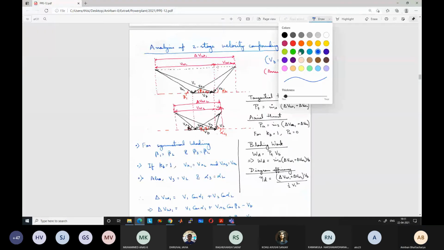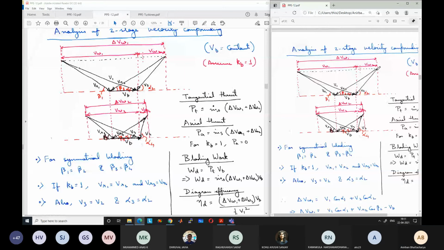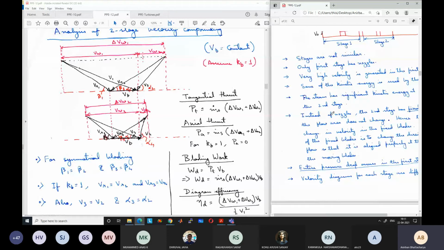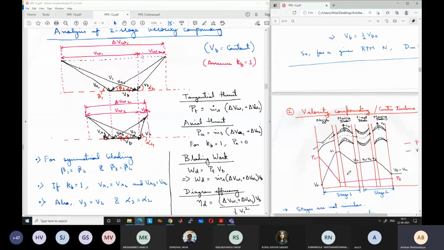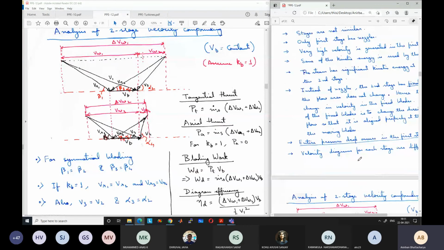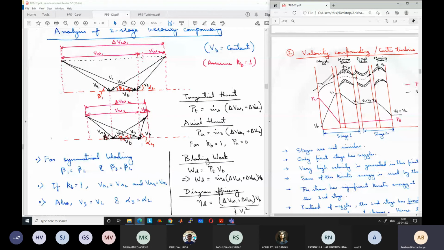V2 is equal to V3, because that is what we have seen. Exit velocity from the first stage is equal to inlet velocity to the second stage, and also the angle is kept similar. So these blades are symmetric. The outlet absolute angle from the previous stage is kept the same as this angle, which means that alpha 2 is also equal to alpha 3. So V2 is equal to V3 and alpha 2 is equal to alpha 3.